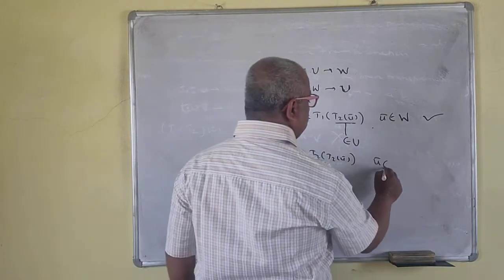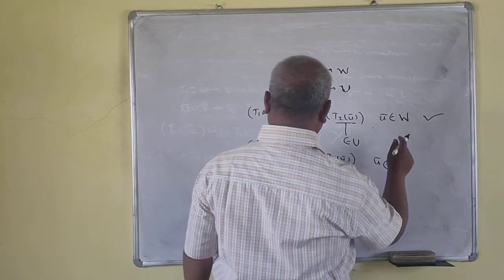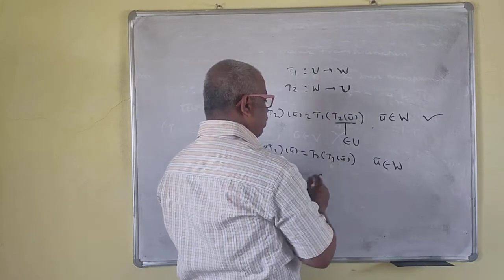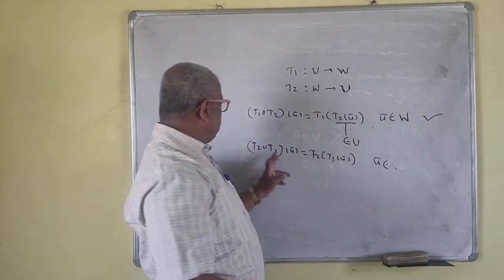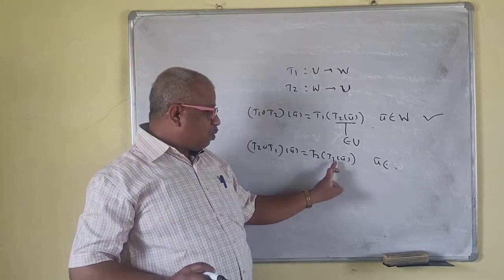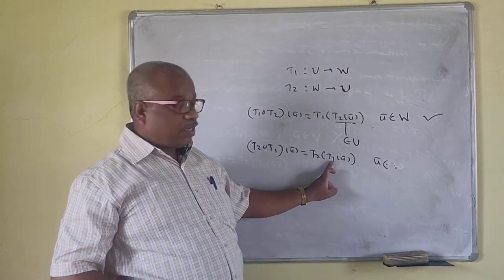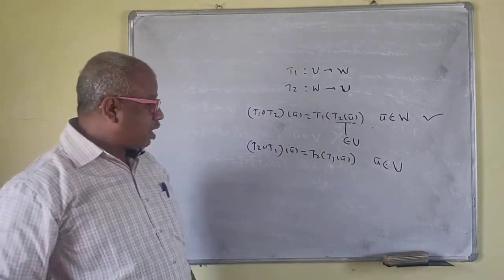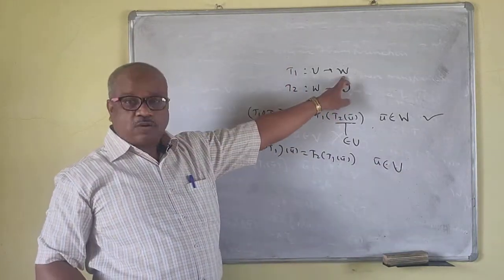So this U bar, this is not T1, T2, this is T1 now. This is T2 compose T1, T2 of T1 of U bar. So U bar must belong to the domain of T1. What is the domain of T1? It is U. This U bar is in U now. Now this T1 of U bar is an element of W.